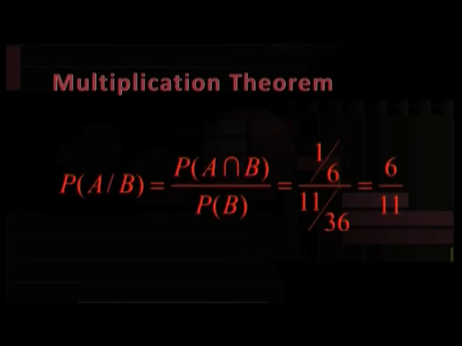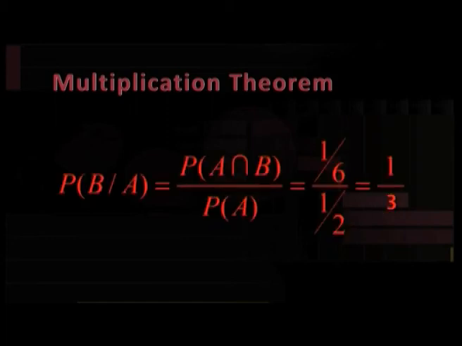Having probabilities of different events, we can find in the first case the probability of A given B, which is the probability of A intersection B divided by probability of B, which is 1 by 6 divided by 11 by 36, which is equal to 6 by 11. For the second case, the probability of B given A is equal to probability of A intersection B divided by probability of A, which is equal to 1 by 6 divided by 1 by 2, which is equal to 1 by 3.